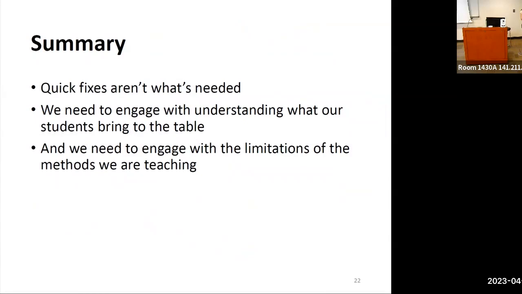But I think what we can all do is understand what our students bring to the table and where their strengths are, try to learn from them as much as we teach them, and try to connect with them on their terms at the same time that we keep the rigor of what we're doing and why we're doing it.